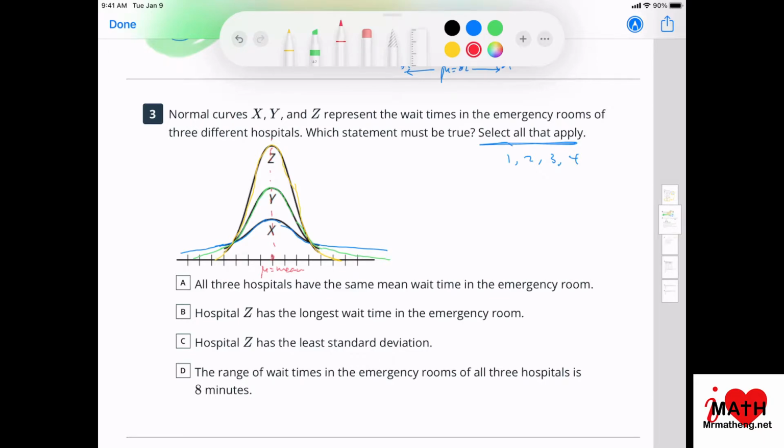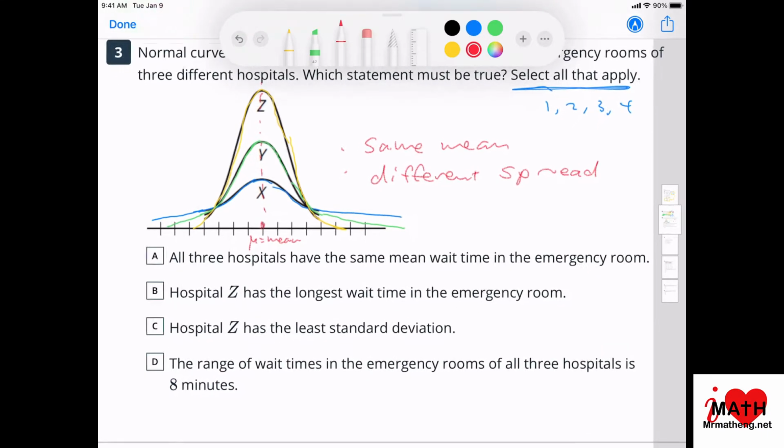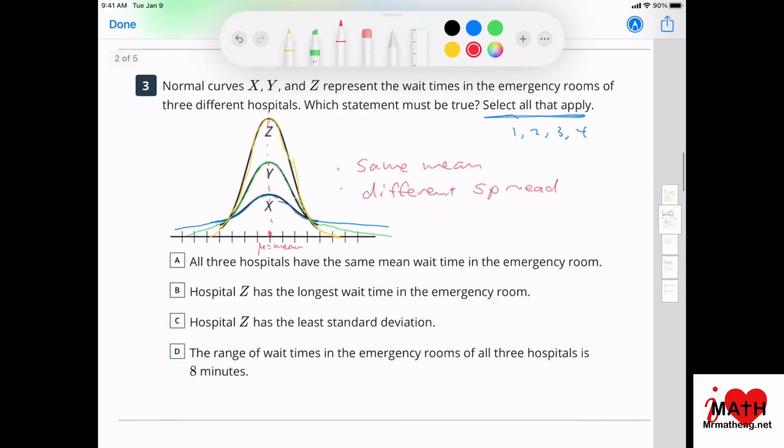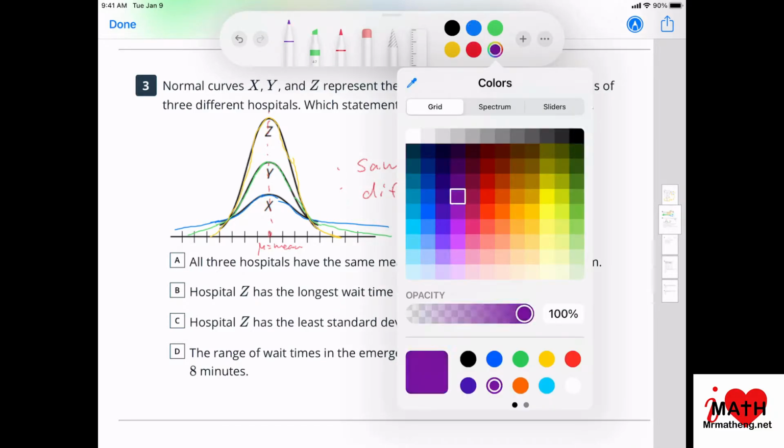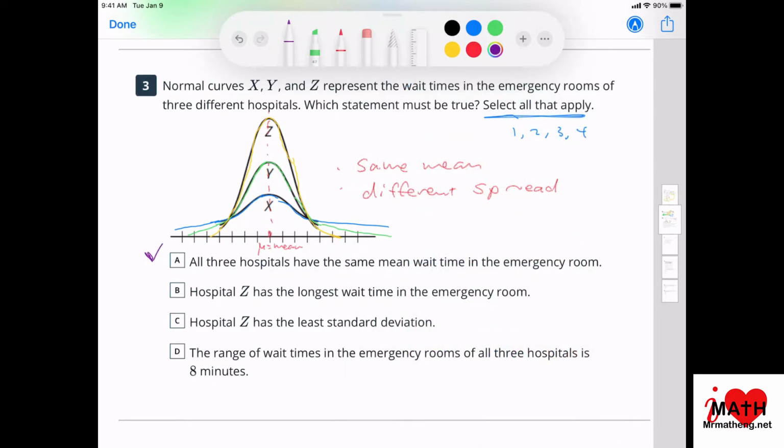So let's write down those facts, okay? Same mean, different spread, or variation we call it. Remember, like jam? Okay, so all three hospitals have the same mean wait time in the emergency room. That is actually true. Let's change colors here. I'm going to put a check mark by trues and X's by false.